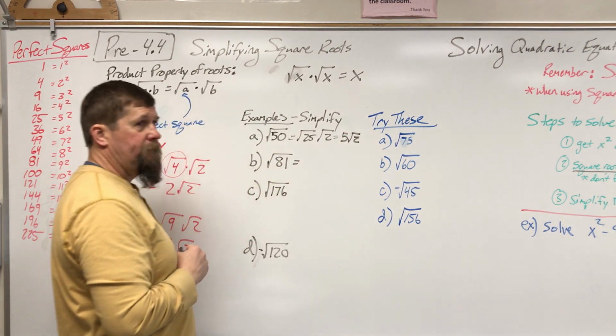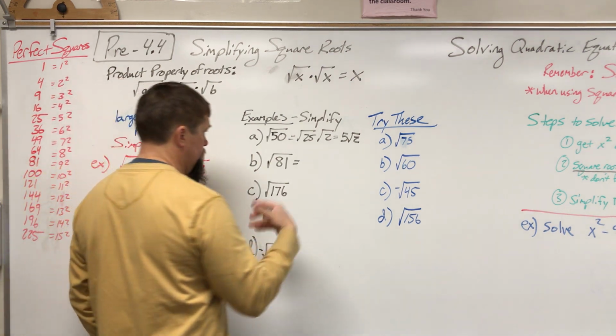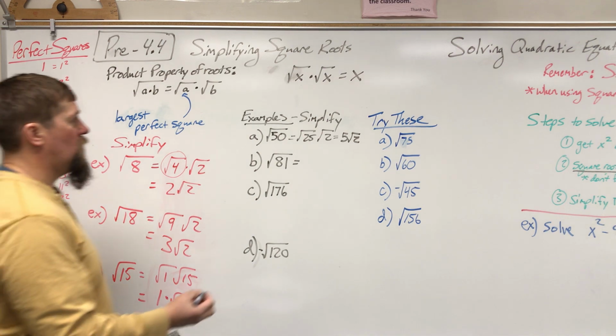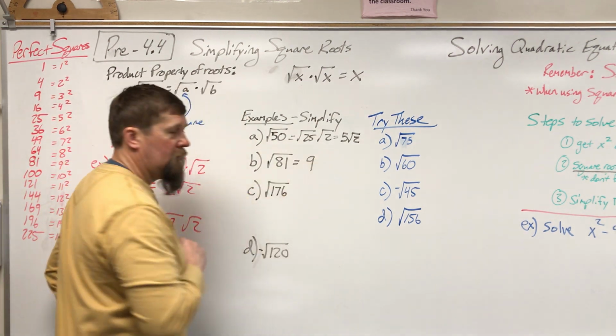Square root of 81. Okay, that's a perfect square. That in itself is a perfect square. So we just go ahead and say it's 9.